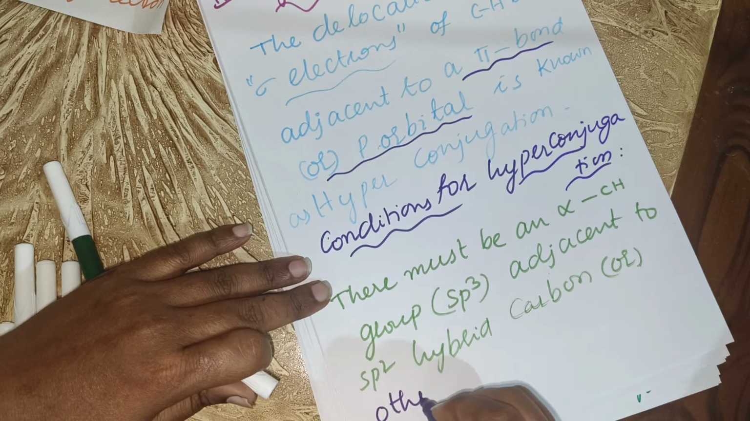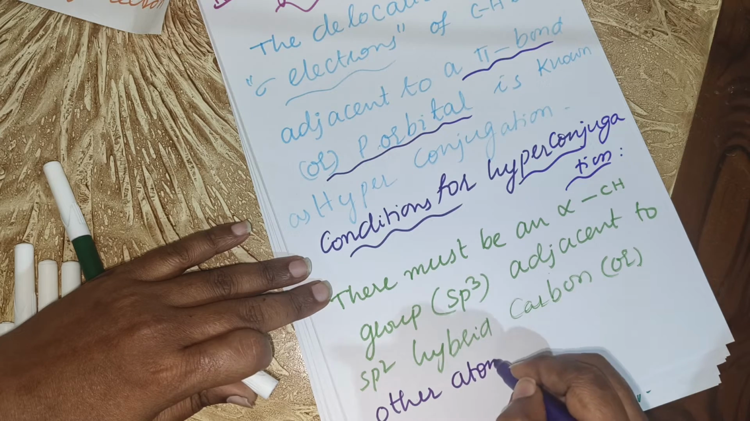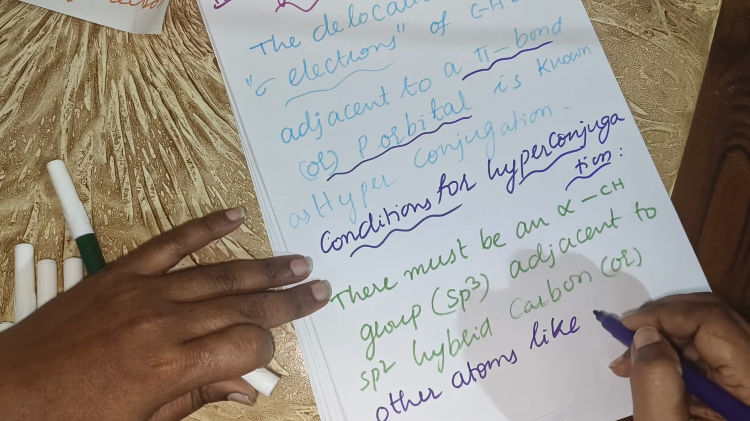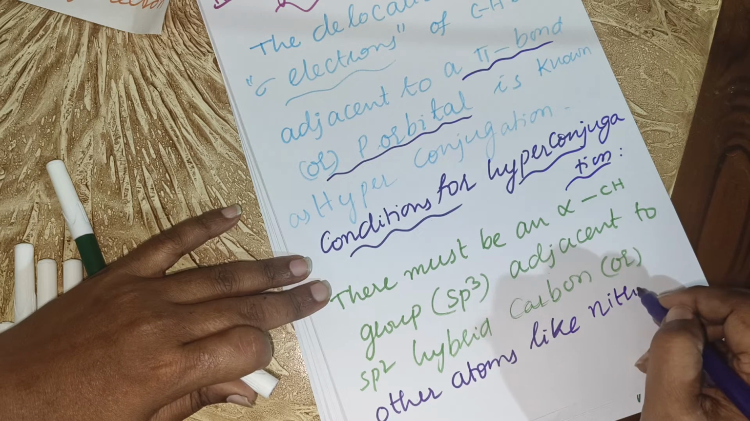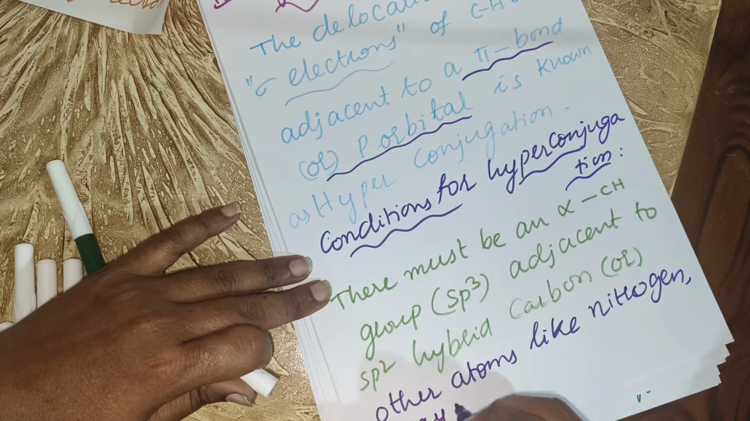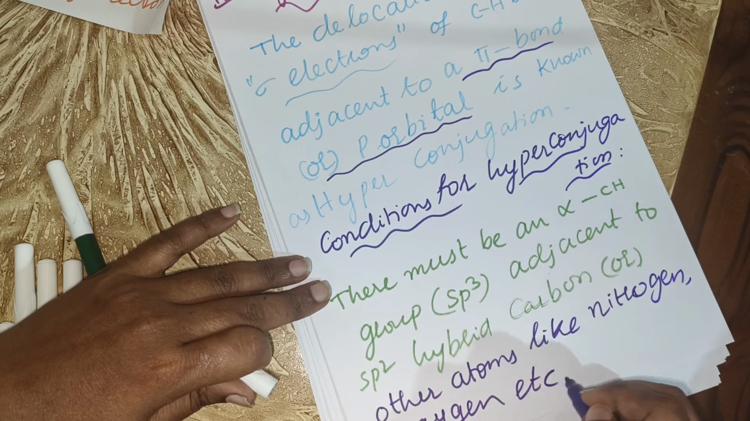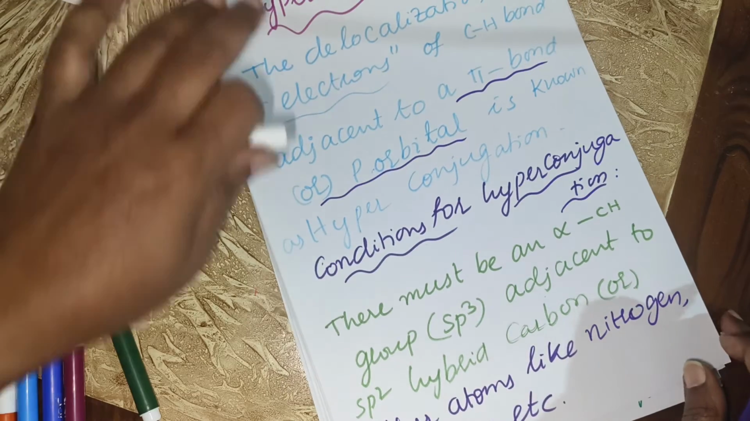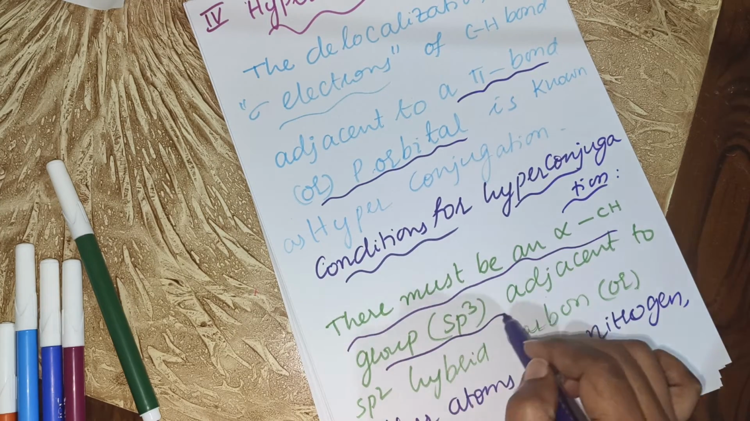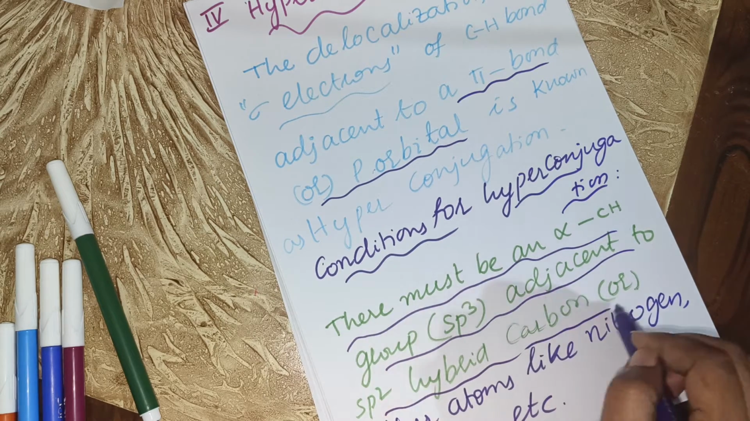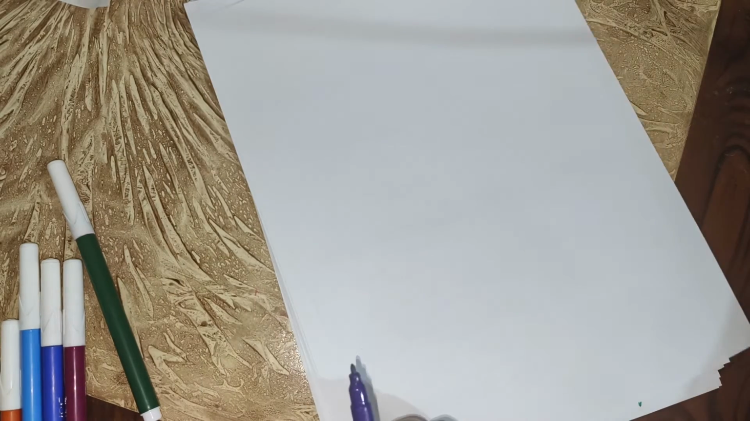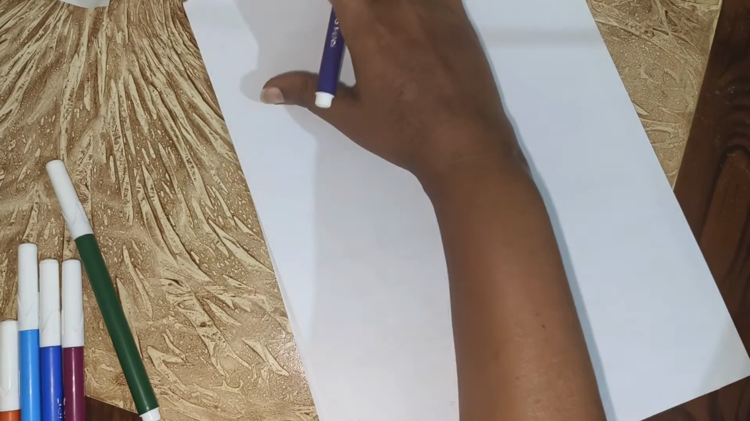This is the most important condition. There must be an alpha CH3, an sp3 carbon, adjacent to the sp2 carbon. You have to keep this in mind. Okay, let us see the example here.